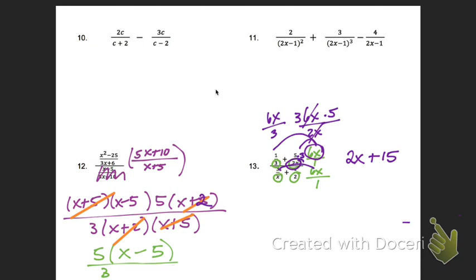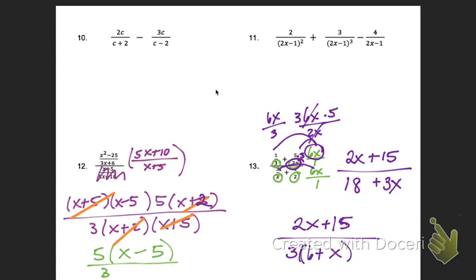So 6x times 3 over x. The 6x and the x reduce to just be what? 6. And 6 times 3 is 18. And then plus the last one, 1/2. So 6x divided by 2 is 3x. From there, I see if I can pull out any common factors. I can't do anything on the top, but on the bottom I can. So 2x plus 15 over 3, 6 plus x, and then I'm done.